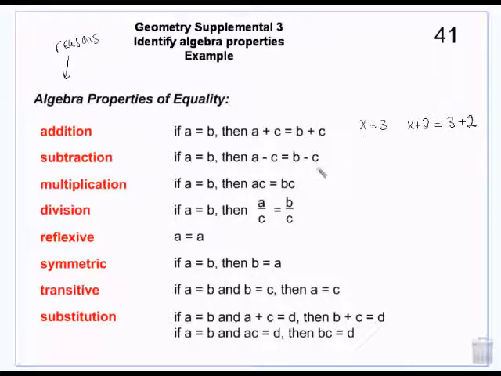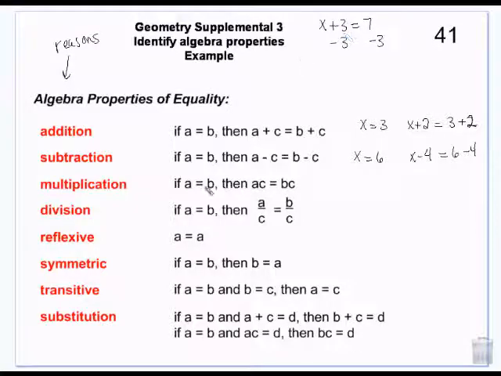Okay? Subtraction, same kind of general idea, except we subtract from both sides. So if x equals 6, then x minus 4 is equal to 6 minus 4. Okay, so I can add or subtract both. We use this property or these properties when we're solving equations. X plus 3 equals 7. I subtract 3 from both sides to find out what x equals. So it's just a property of subtracting the same thing from both sides or adding the same thing to both sides.